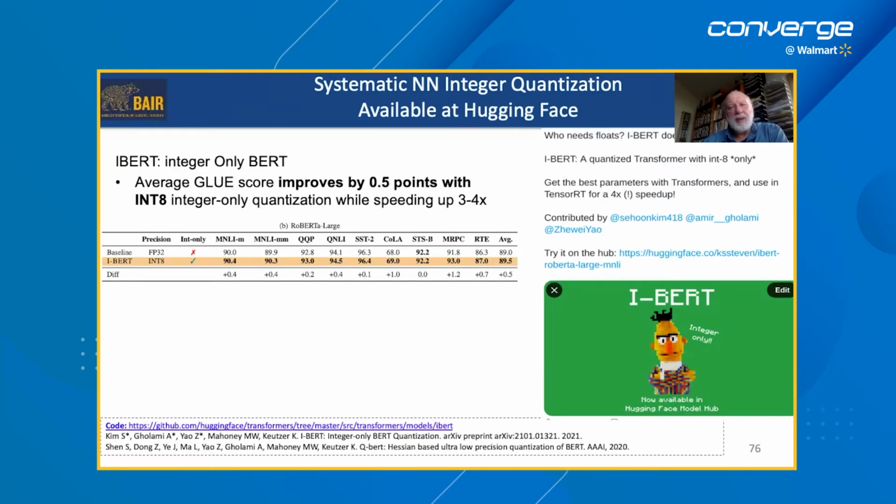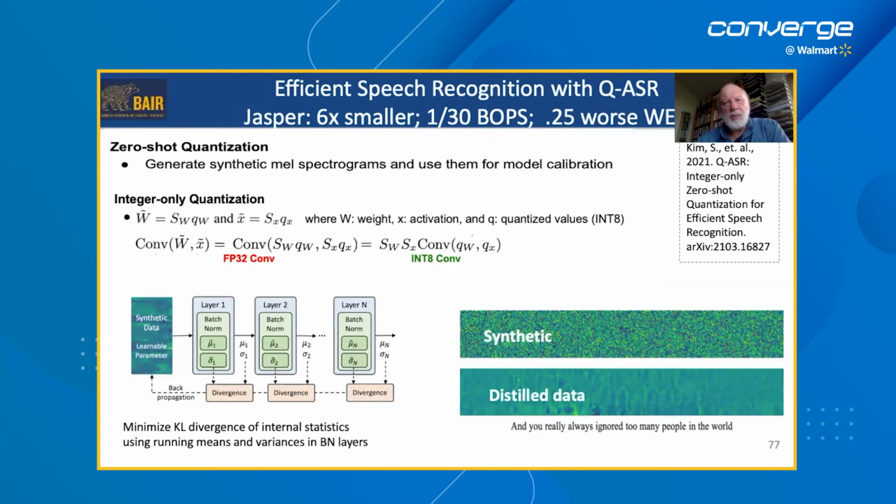So to address that, we have developed a purely integer approach to quantization in which all aspects of the quantization as well as all aspects of the inference are done only in integer. And this was relatively easier to do for computer vision models. So we actually took a more challenging model, the BERT model, and we were able to do that entirely in int8, integer only quantization, getting a speed up of 3 to 4x. And then we also, as it happened, improved the accuracy in the process. We've also looked at speech recognition, and we have a similar approach that we've applied there, resulting in a model that's 6x smaller and with a very modest 0.25 degradation in the word error rate.